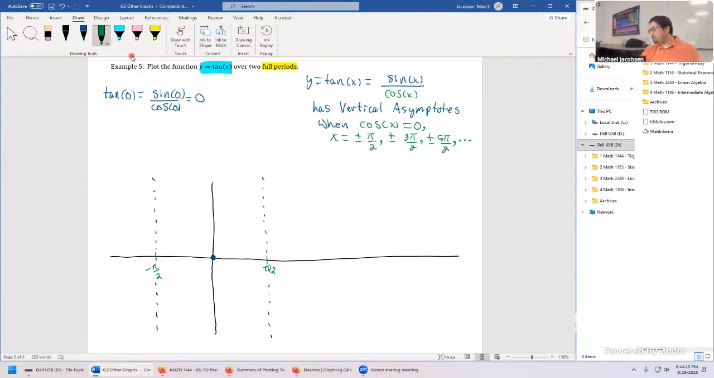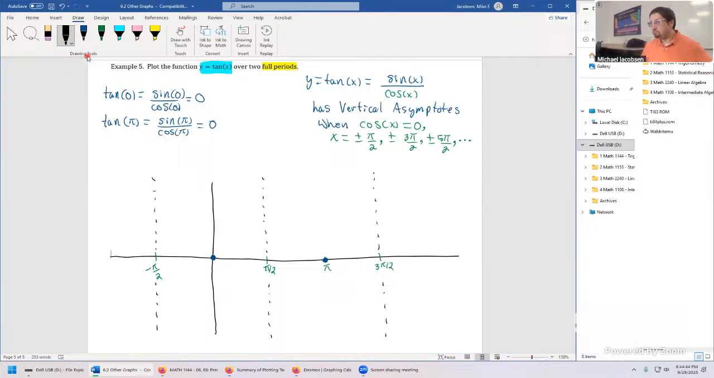Then it's going to be 2 pi over 2, which is just pi. Tangent at pi is just like tangent at 0. We would take sine pi, which is 0, divided by cosine pi, which is negative 1. But the whole thing is 0, so we've got another x-intercept right here for the tangent curve. Go another distance, 3 pi over 2, and we get another vertical asymptote.